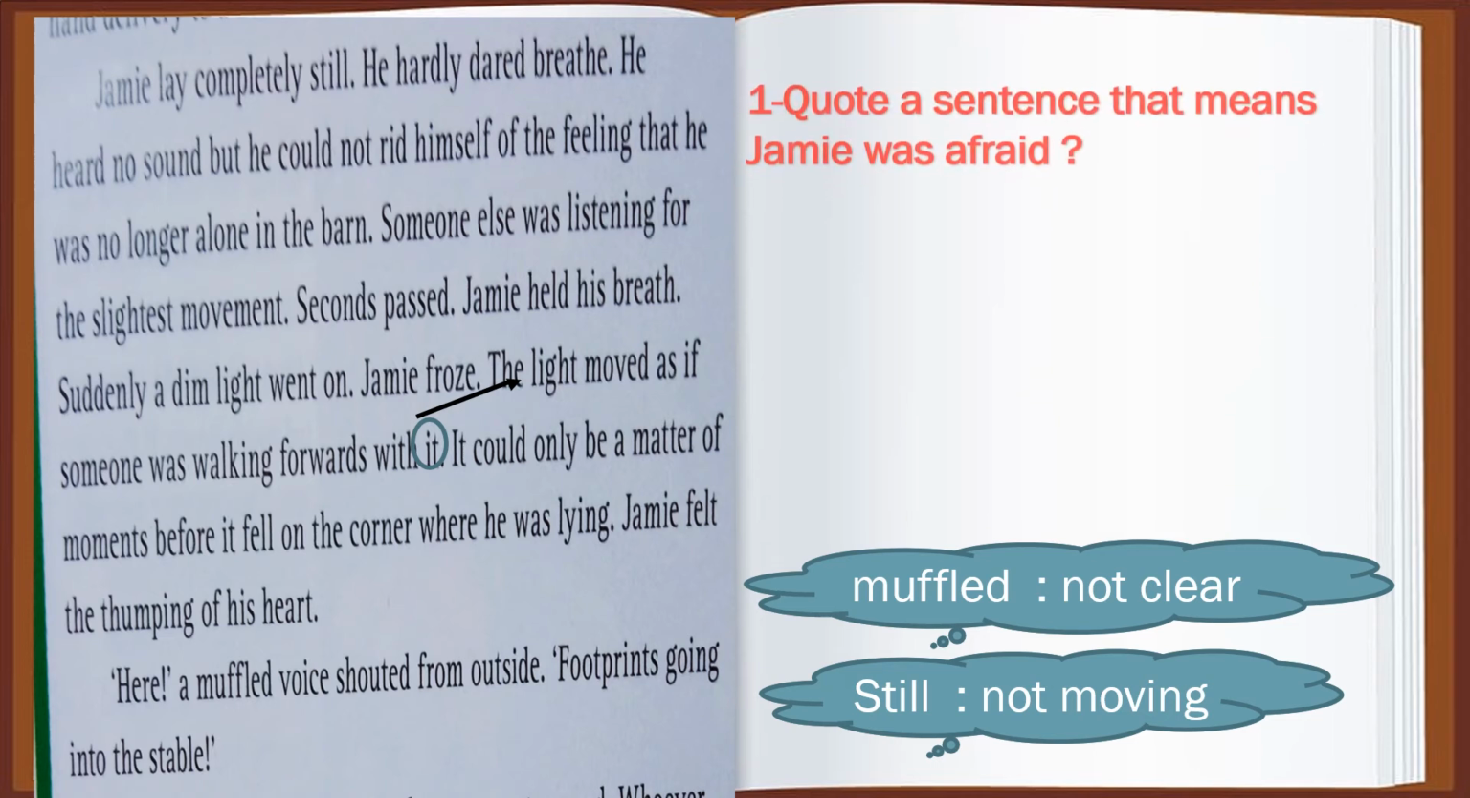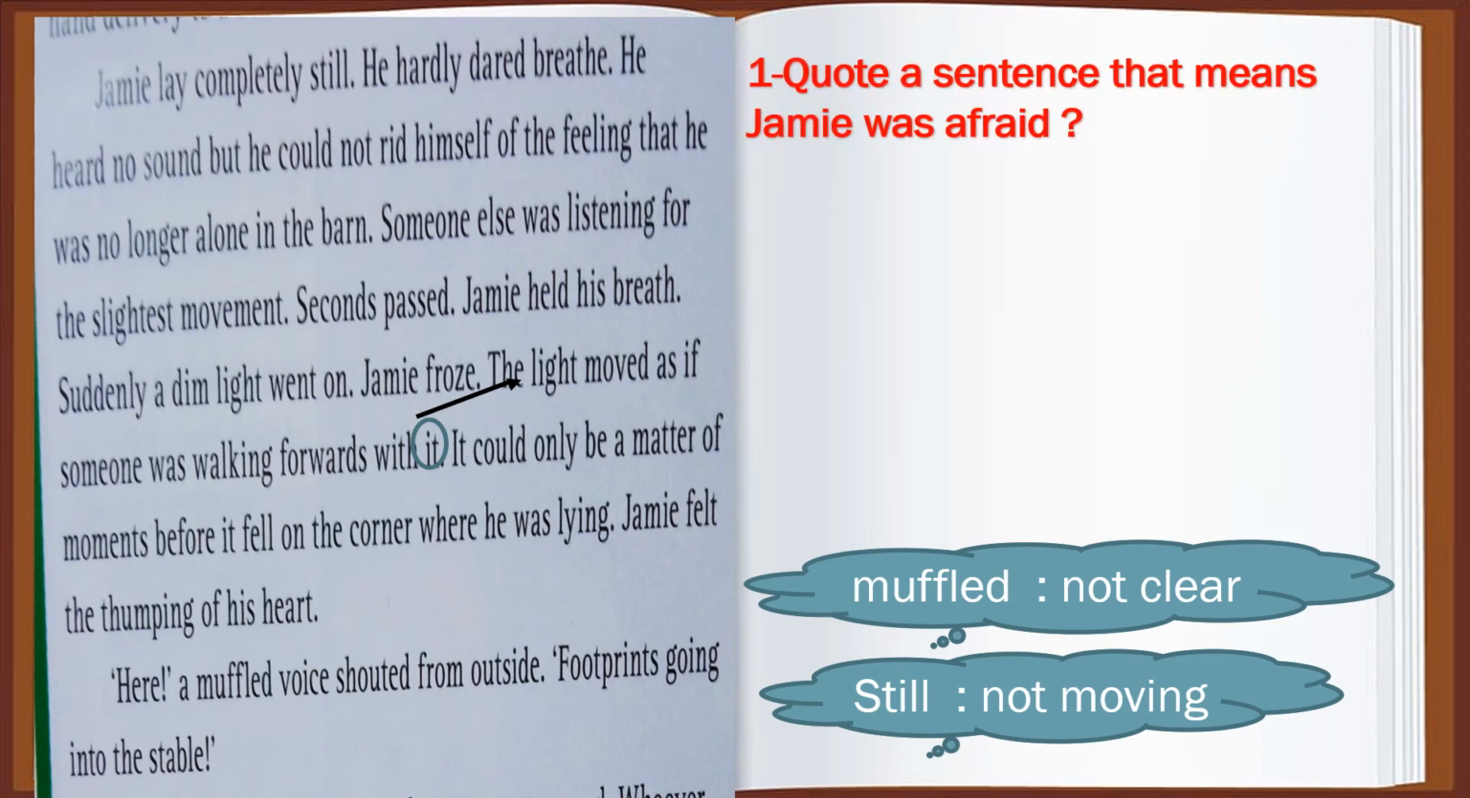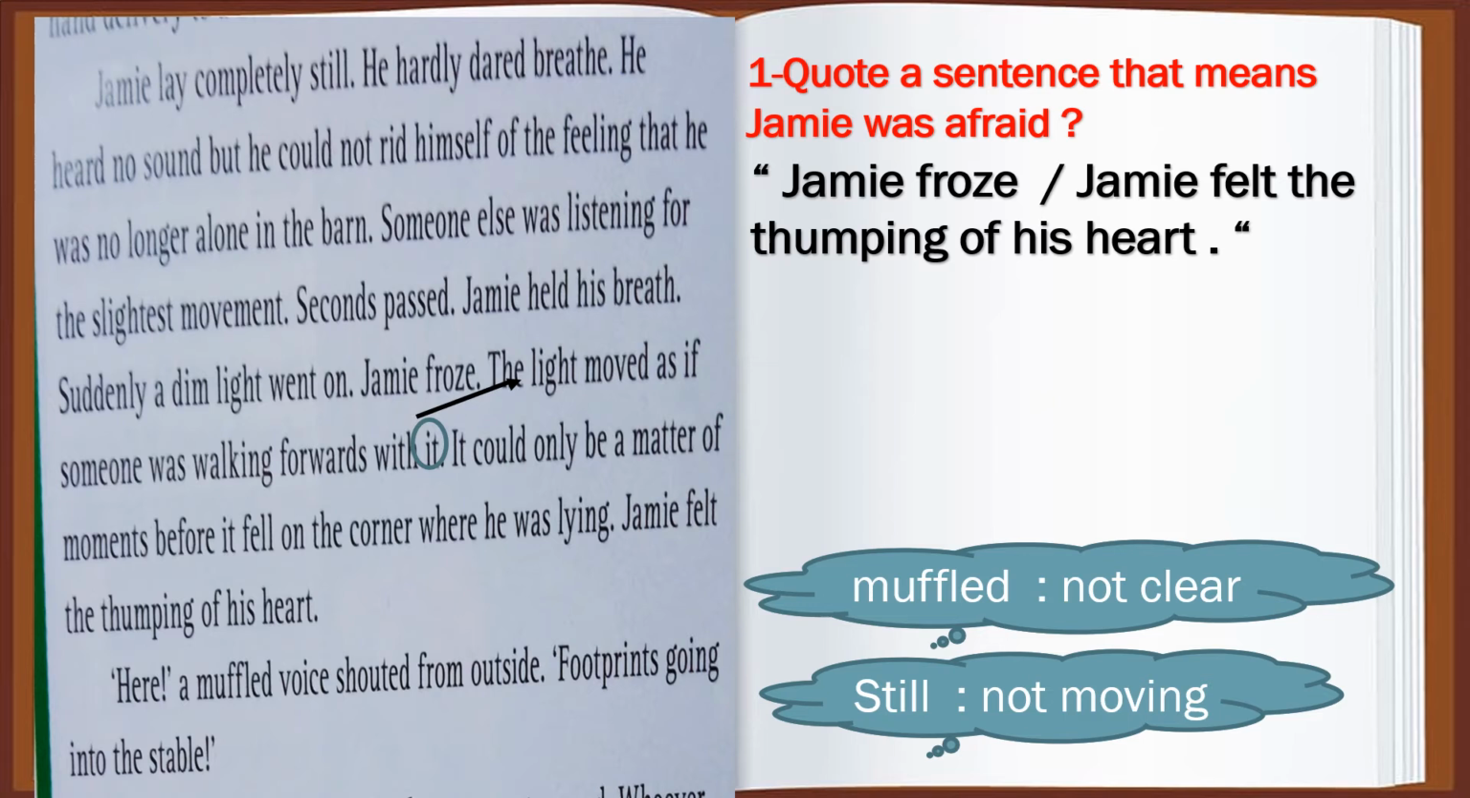The next question: quote a sentence that means Jamie was afraid or terrified. في كتير جمل بتعطينا إنه جيمي كان afraid or terrified, منها Jamie froze أو Jamie felt the thumping of his heart. هذول كلهم معناهم إنه جيمي كان خائف من الموقف إنه في حد دخل عليه وتقريبا هذول الثلاث من راح يمسكوه. أوكي. فعشان هيك هو كان afraid or terrified.